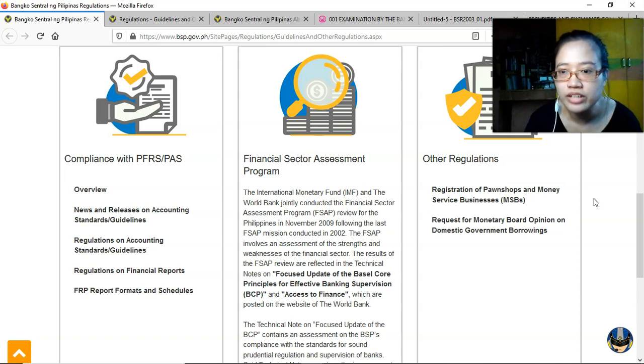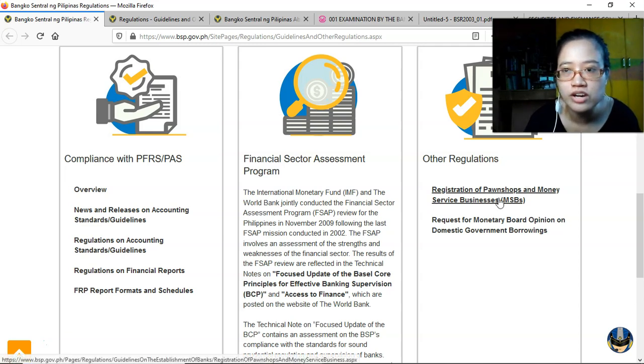Then we have other regulations: regulation of pawn shops and money service businesses, request for Monetary Board opinion, and domestic government borrowings. Okay. Essentially in BFI, banking and financial institutions, we've covered the different financial institutions. We've covered pawn shops there and other non-bank financial institutions.